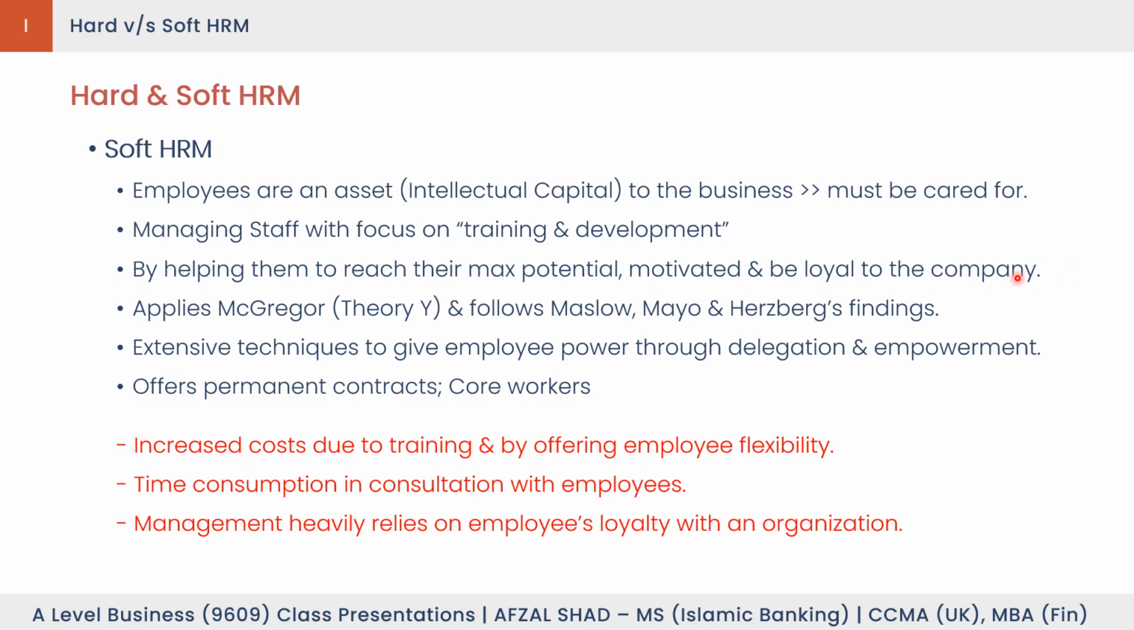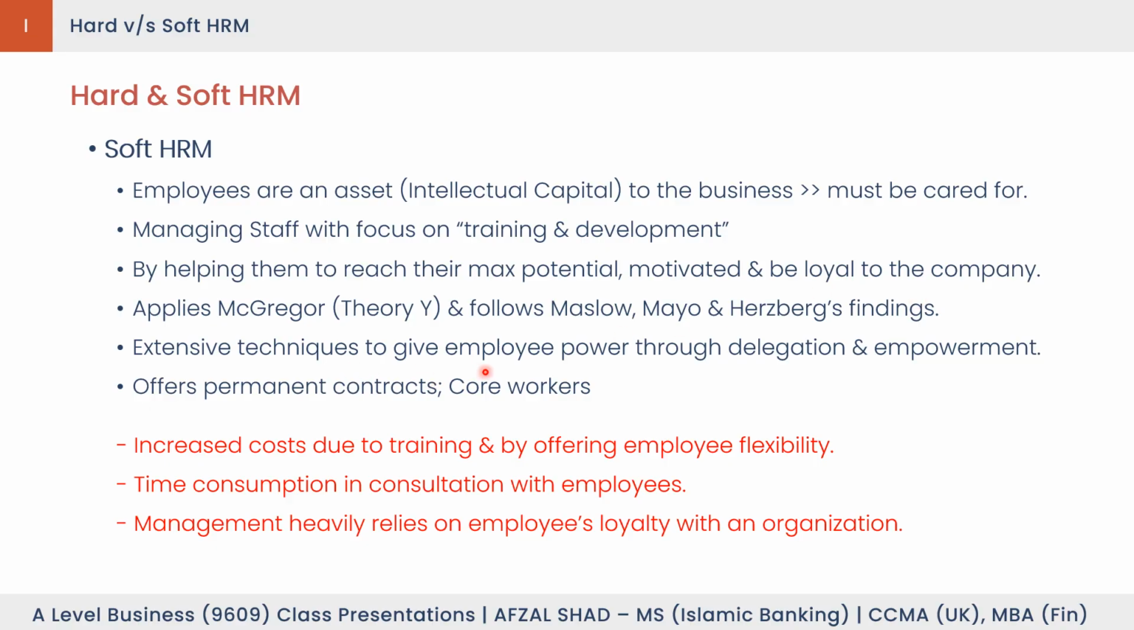So soft HRM believes that the employees must be motivated and we must get the maximum potential out of them. So we care about the employees. We believe in creativity there. Then it applies McGregor's Theory Y and follows Maslow's, Mayo's, and Herzberg's findings, which was not done in the previous part.